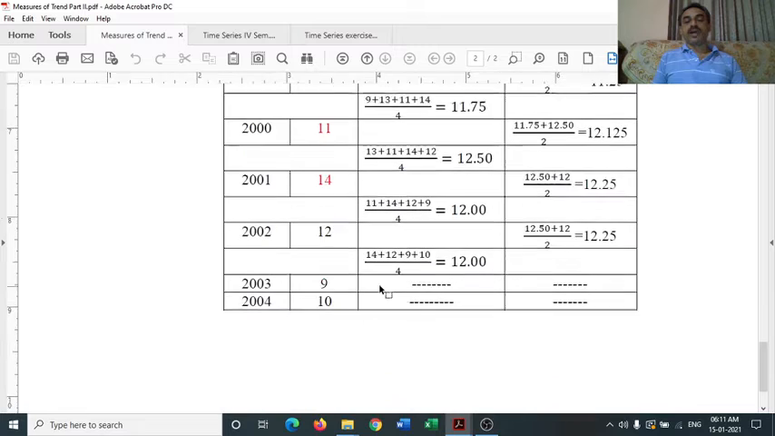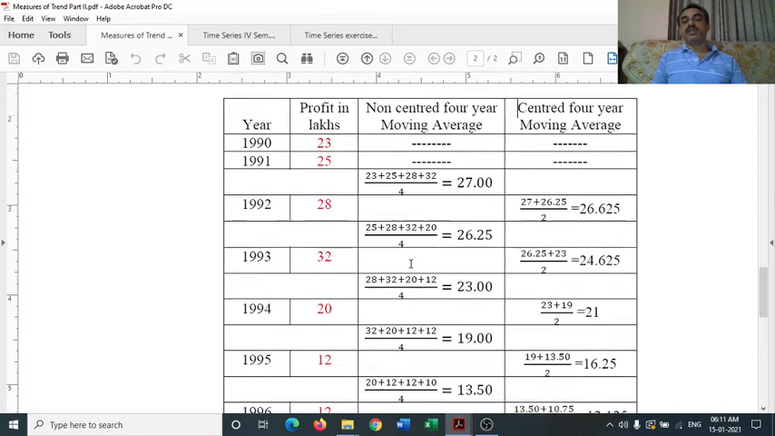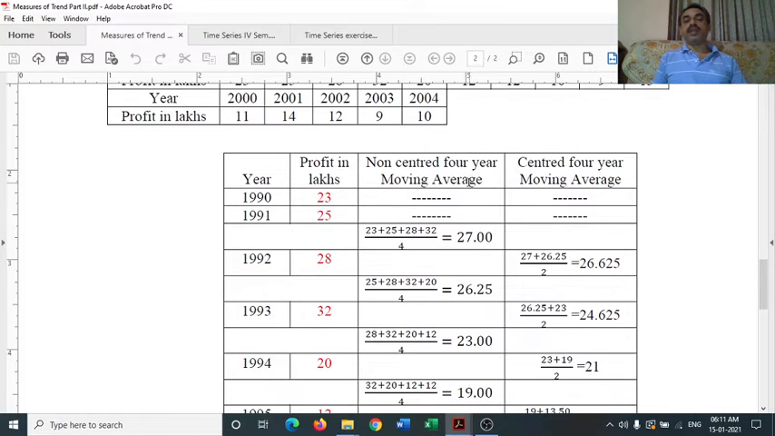Now we come to the last bunch. It is 10, that is 14, 12, 9, and 10. And this average has to be placed in between the middle point of the middle years of the last bunch. The last bunch is 2001 to 2004. The middle years are 2002 and 2003, and this non-centered average is placed in between the middle of these middle years. That completes the first phase of finding non-centered moving averages.